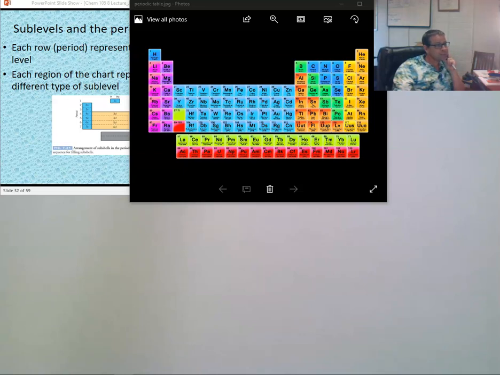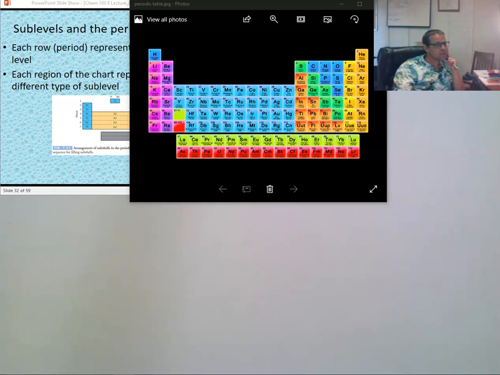Wait, after 3s2 is 3p6? Yeah, because you go from sodium, magnesium, that's 3s2, and then you go across over to aluminum. That's 3p. That's the third row, p block, aluminum to argon. That's 6 electrons. Does that make sense? Yeah. Okay, then what's last?